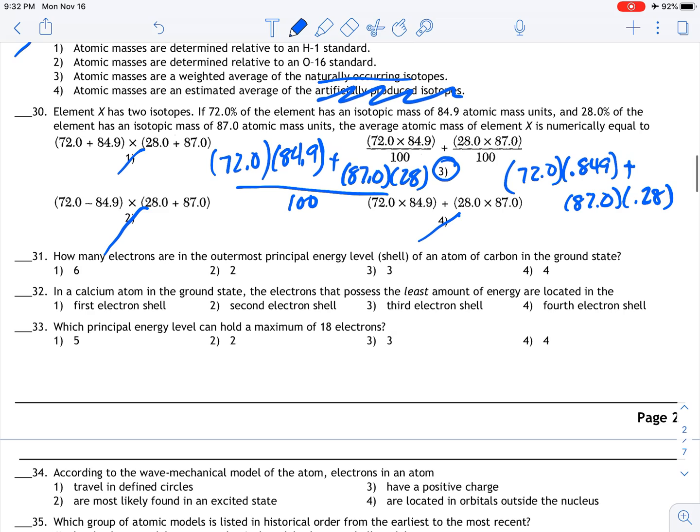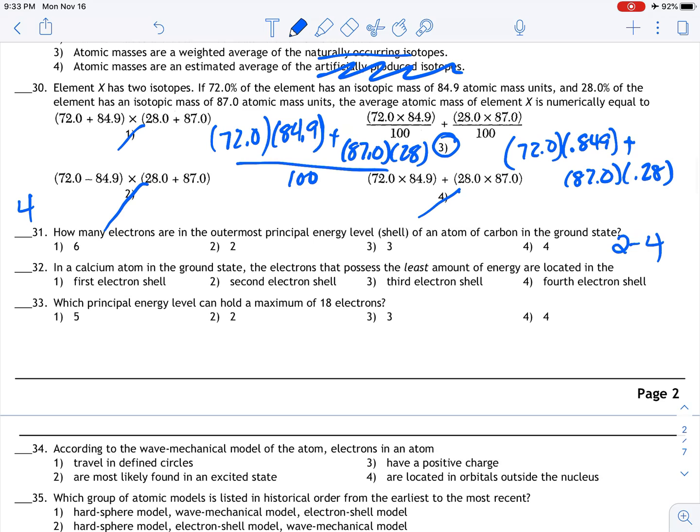But you couldn't subtract or any of that. How many electrons are in the outermost principal energy level or shell of an atom of carbon in the ground state? So 2-4, that's the electron configuration. You can use your periodic table. And it says how many are in the outermost. So that would be 4.